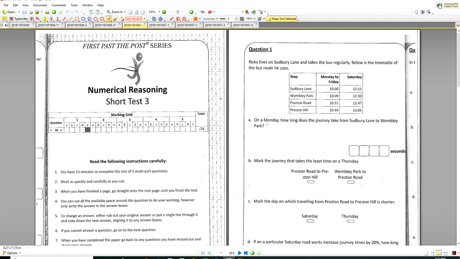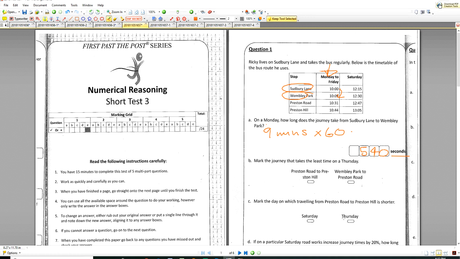Now, he says it's on a Monday, so we're supposed to be looking at this column over here. So we're going from Sudbury Lane to Wembley. So it's 10 o'clock to 10:09. So that's 9 minutes. Now, it wants the answer in seconds, so we need to multiply that by 60, 60 seconds in each minute. So that will give us 540 seconds. Okay, that's the first question, done, 1A.